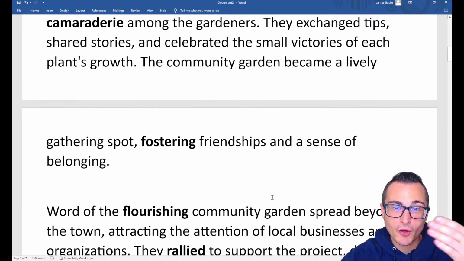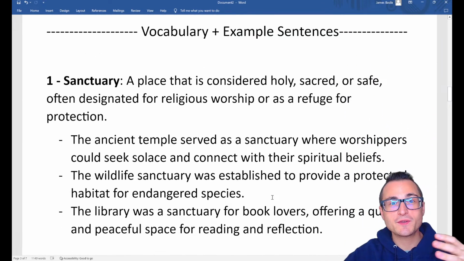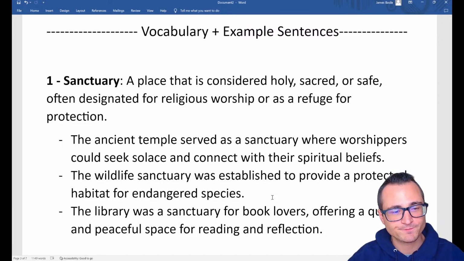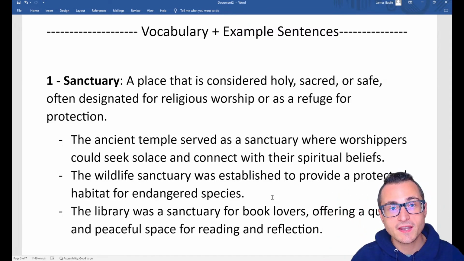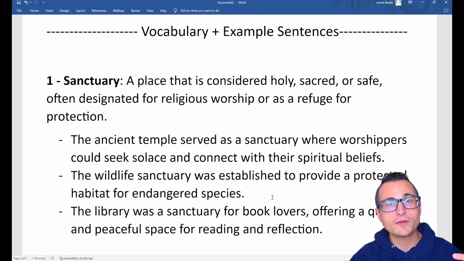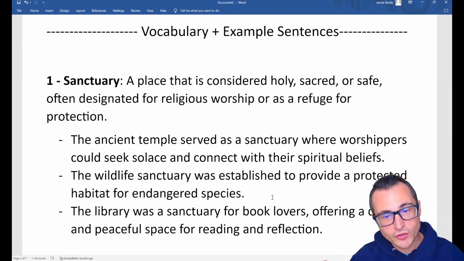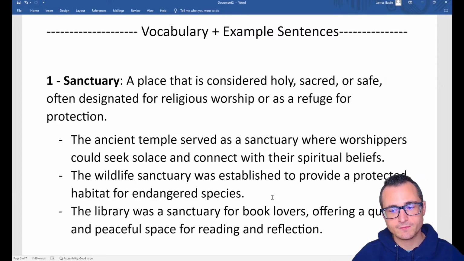Now we will talk about the first vocabulary word, and we will see some example sentences of how to use the vocabulary word. The first word is sanctuary. What is a sanctuary? A sanctuary is a place that is considered holy, sacred, or safe, often designated for religious worship or as a refuge for protection.